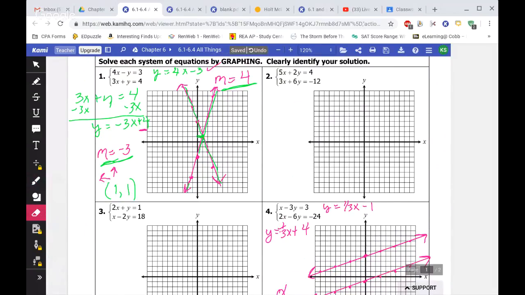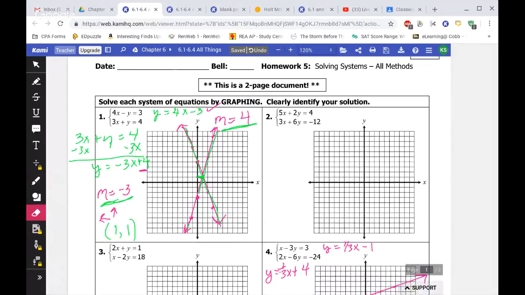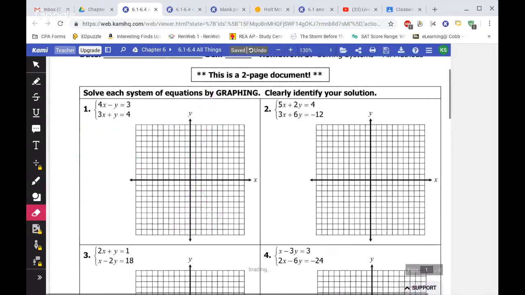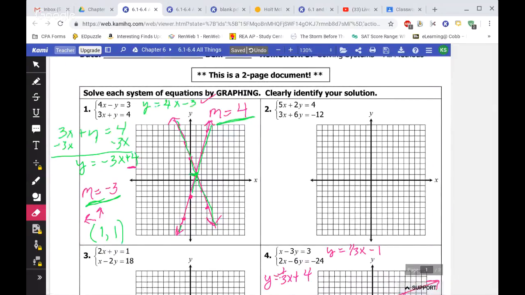Okay. What do you think is the part that's hardest for you for graphing? So I make sure I emphasize that. Is it getting it into slope-intercept form, or is it just the slope itself?